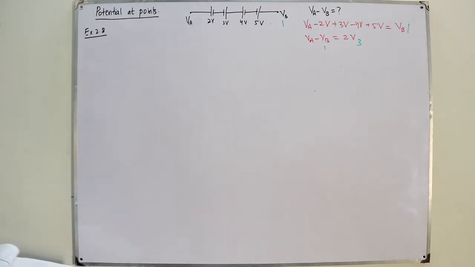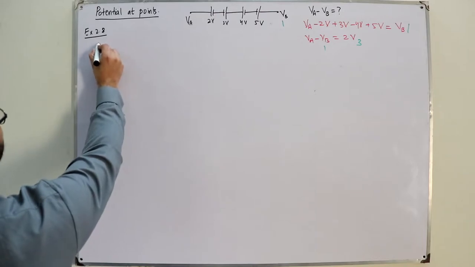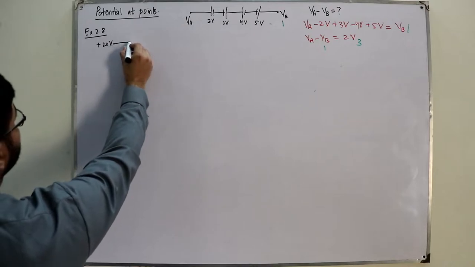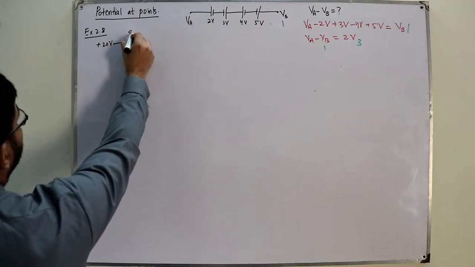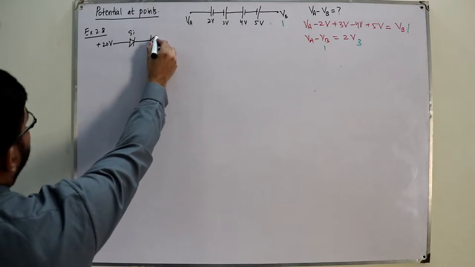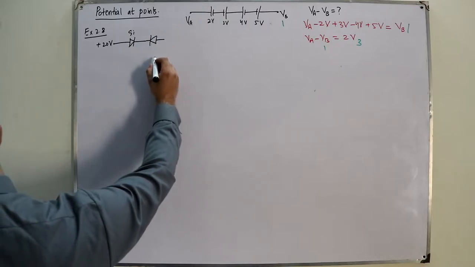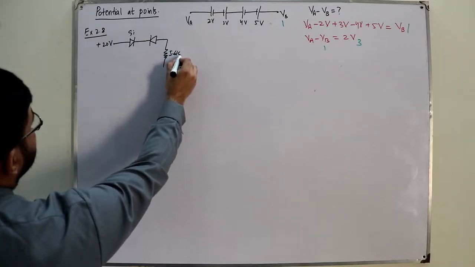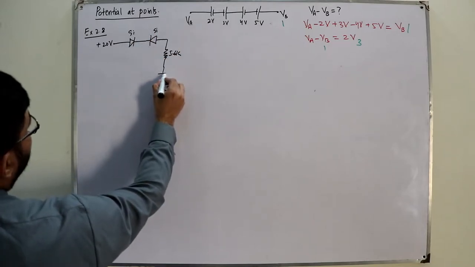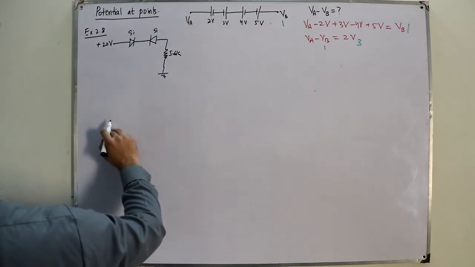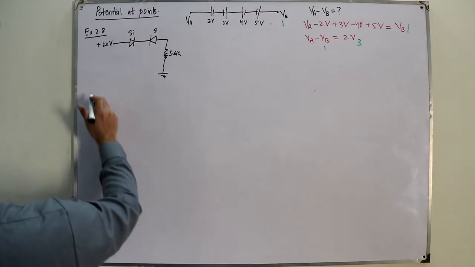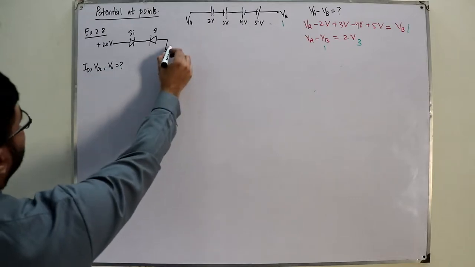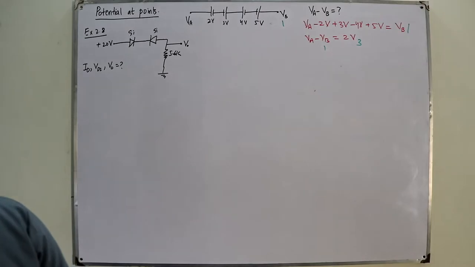Anyways, plus 20 volts, silicon diode, silicon diode in the opposite manner, resistor with a value 5.6 kilo ohms, grounded. What's unknown? ID, VD2, V0. V0 is the voltage over here.